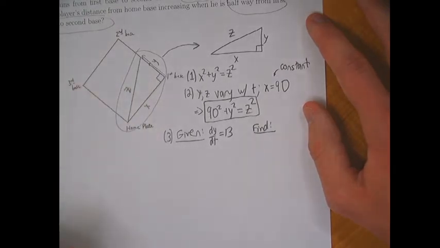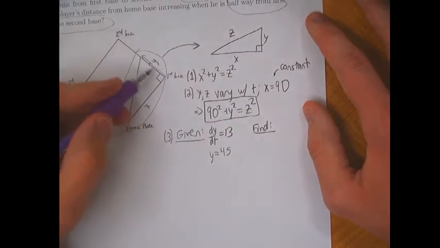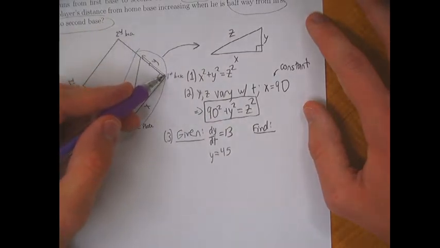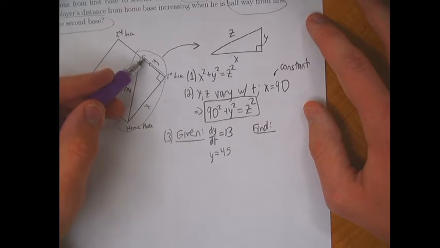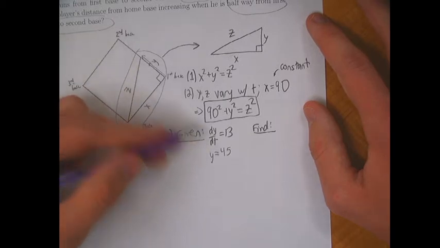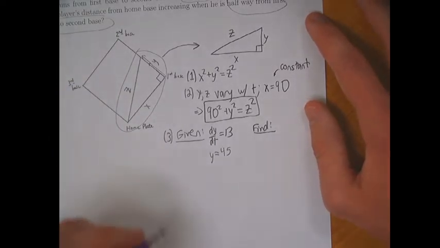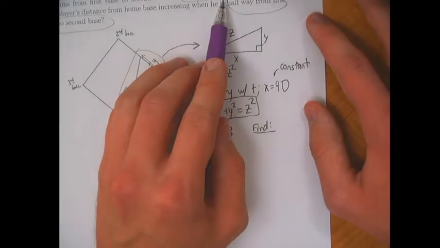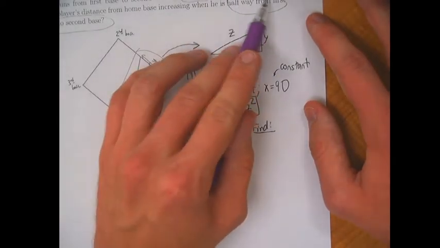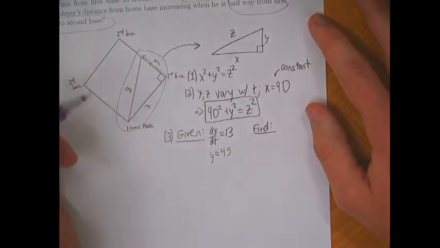Y would be 45 because of half a 90. Yep. Y equals 45 because Y always corresponds to the distance between first base and the player, and if the player is moving to second base, that means the halfway point will be 45 because the side of the diamond is 90 feet. Okay? And so at this point, the problem asks us to find the rate at which the player's distance from home base increases, so that would correspond to what rate?